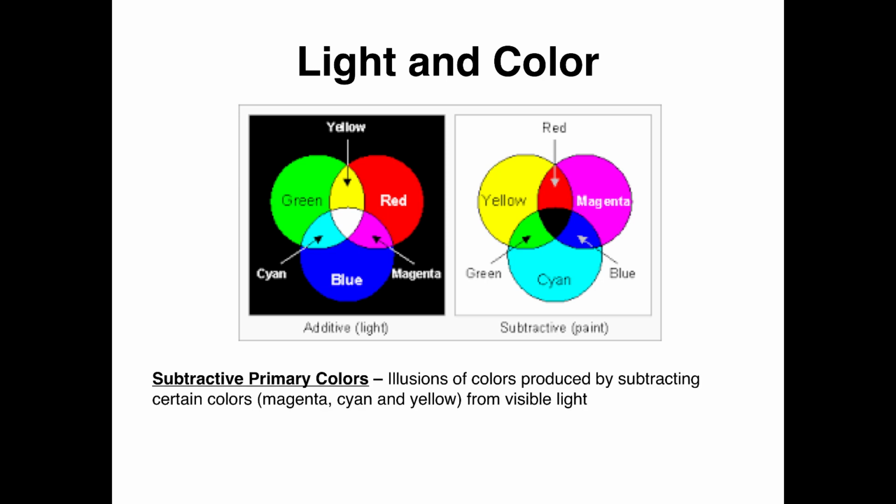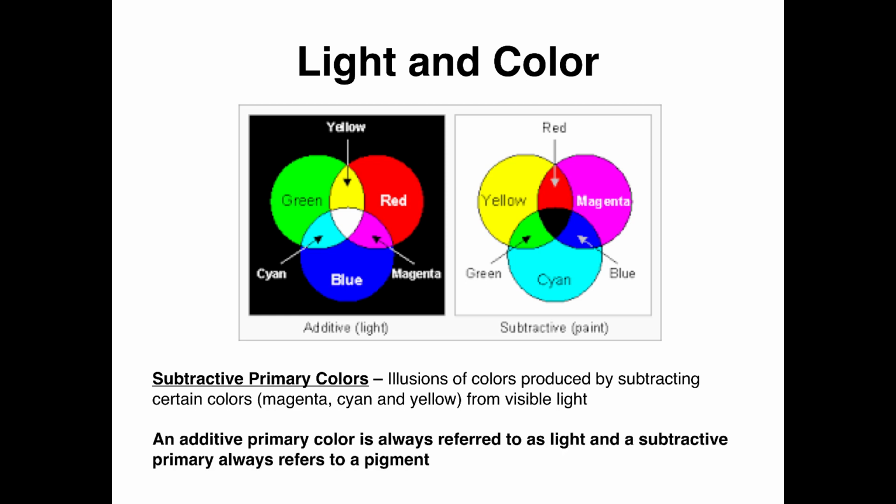So subtracted primary colors are illusions of color produced by subtracting certain colors, magenta, cyan, and yellow, from visible light. An additive primary color is always referred to as light, and a subtracted primary color is always referred to as a pigment. Remember that. Yellow, magenta, and cyan, by the way, are frequently used in printers to create the colors that a printer can create. So they are pigments.